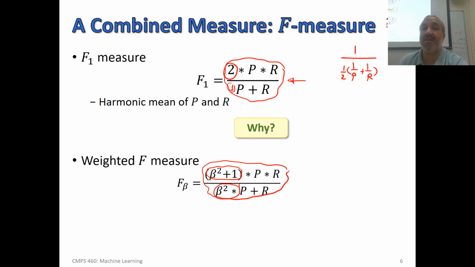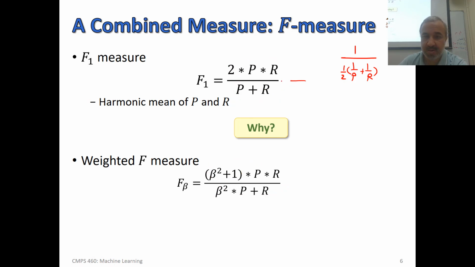Actually, if you set beta to be 1, what will happen? We will get the F1 measure. Exactly. That's why F1 is called F1, because that's the F measure when beta is 1. So this is the general formula, and F1 is a special case of it when beta is 1. When beta is 1, that means I want to treat precision and recall equally. Do you have any questions?